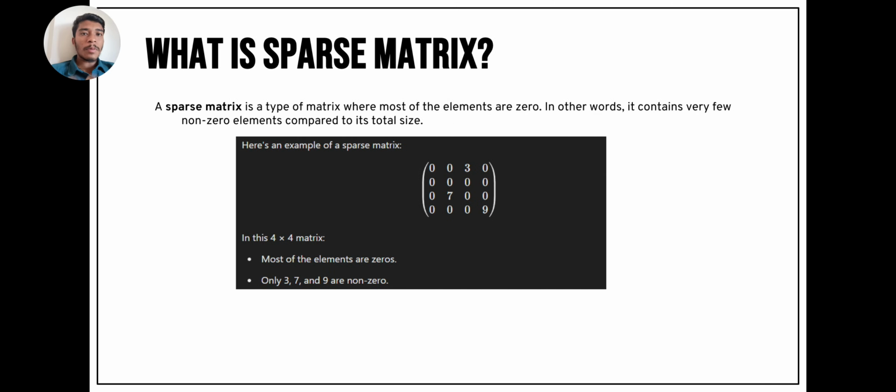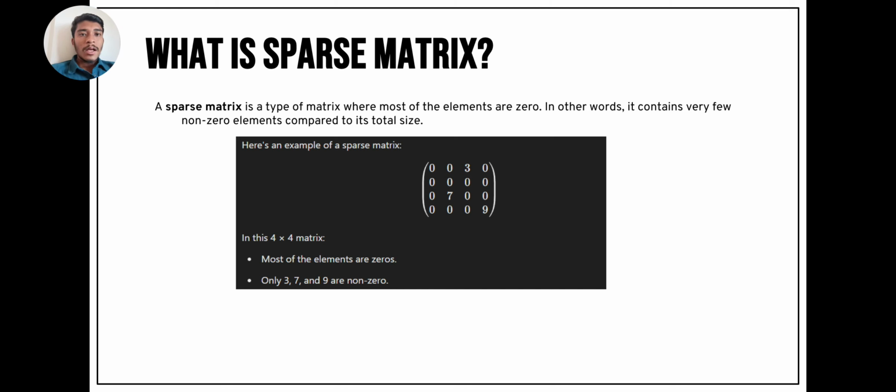Next, what is a sparse matrix? A sparse matrix is a type of matrix where most of the elements are zeros. In other words, it contains very few non-zero elements compared to its total size.